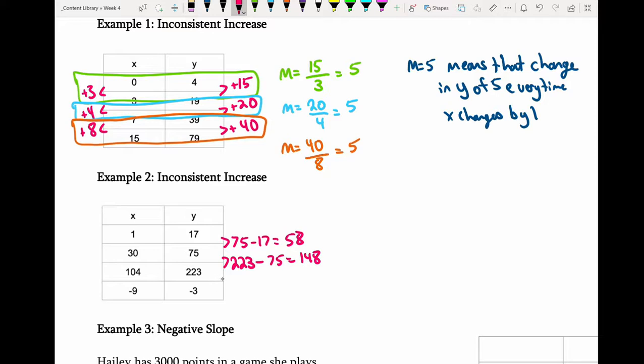Here, we're actually getting smaller. I can still figure out the change by doing negative 3 minus 223. So that same idea. In this case, my change is going to be negative, which is fine because that means I'm just going down. In this case, I'm going down 226.